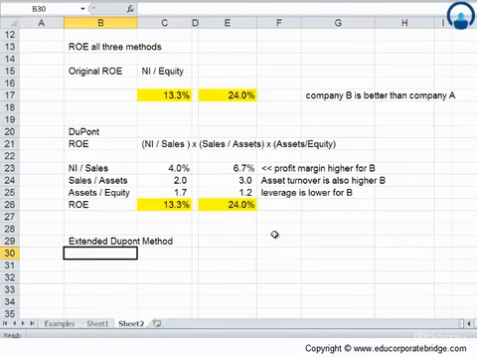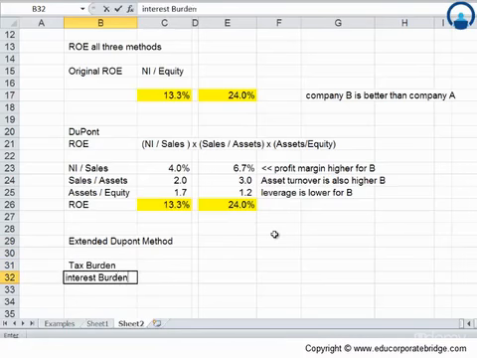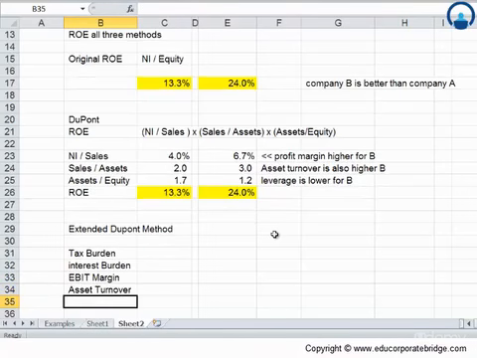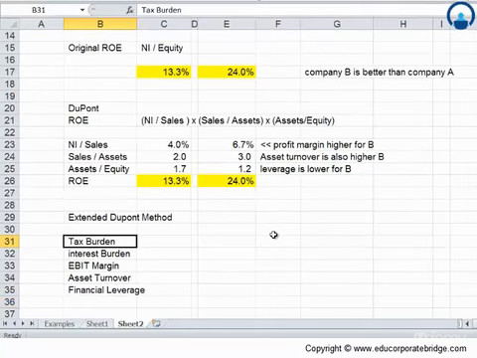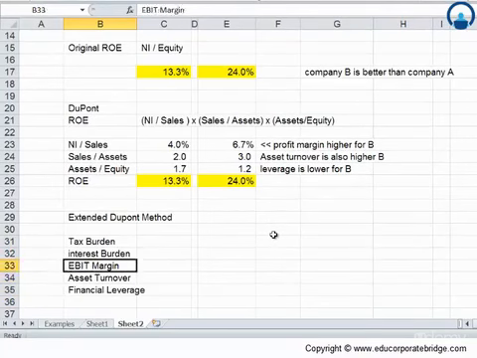In the extended DuPont method, we started with terms like tax burden, then interest burden, the EBIT margin, asset turnover, and financial leverage. So the ROE formula was divided into these five items. Let's calculate each one of them one by one.